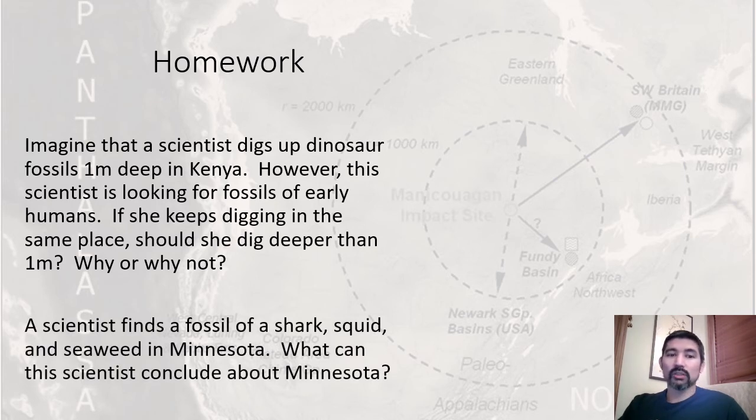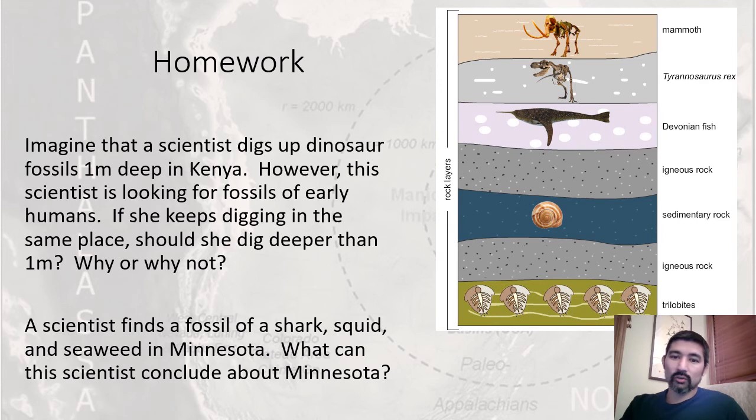Our next question is about a scientist who finds a fossil of a shark, squid, and seaweed in Minnesota. What can the scientist conclude about Minnesota based on their findings? Okay, I got a little image here of the fossil record, so we can think more about that. Tomorrow we're going to talk about the fossil record and how we learned about mass extinctions.